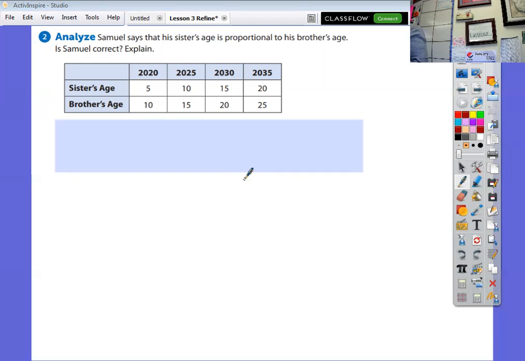Oh, you said no. I said no. If you times 5 times 2, you get 10. The second one would be 10 times 2 equals 20, which is not correct.